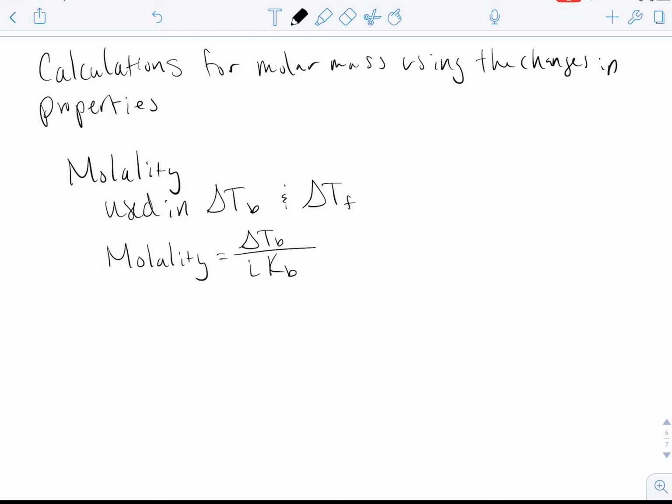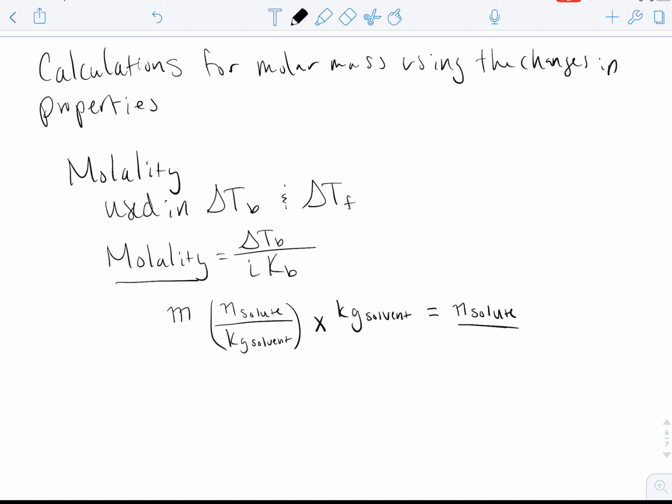Once we have molality, which is moles of solute over kilograms of solvent, we can take that and multiply it by kilograms of solvent, and that will be equal to our moles of solute.